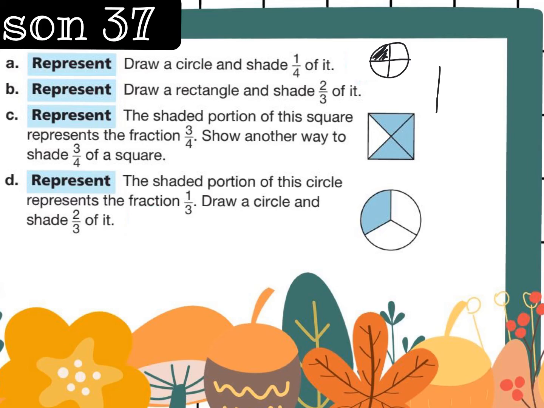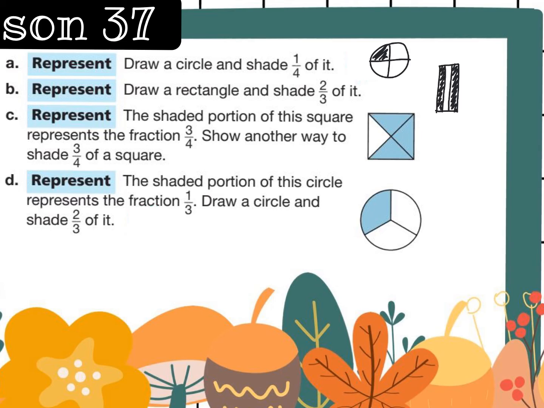Okay, number 2 says draw a rectangle and shade 2/3 of it. So I'm going to draw myself a rectangle. I'm going to do a vertical rectangle. And I want to do thirds. Do I have to split it horizontally into thirds, or can I split it vertically into thirds? Either way, I'm going to do my best to make them equal parts. And how many do I shade? 2. I shade 2. Is there anything wrong with me shading like this?